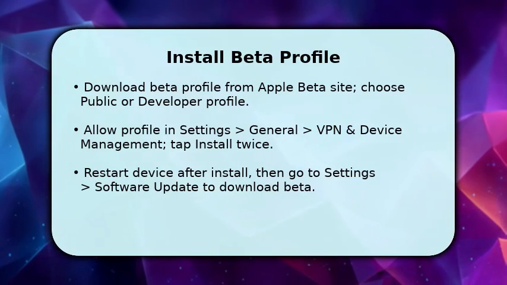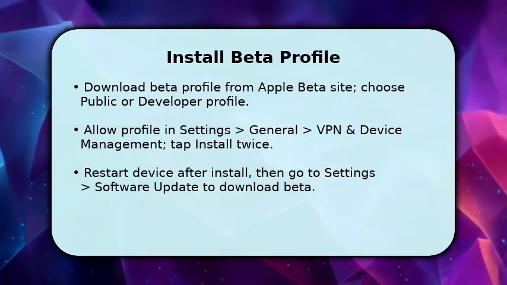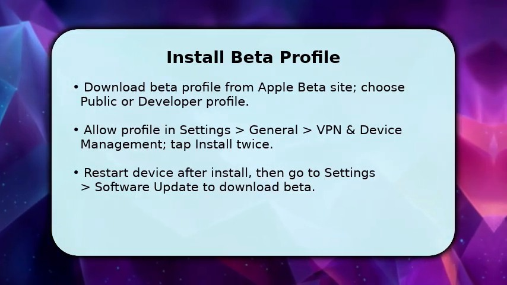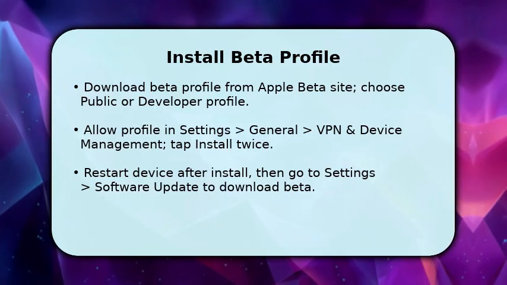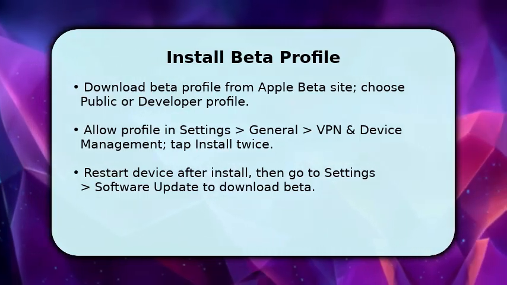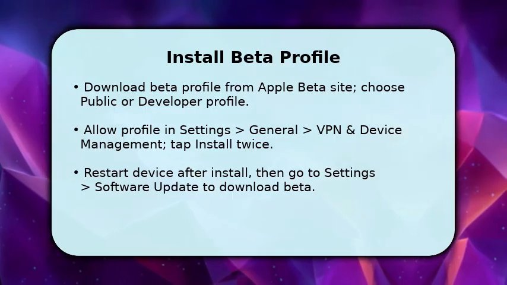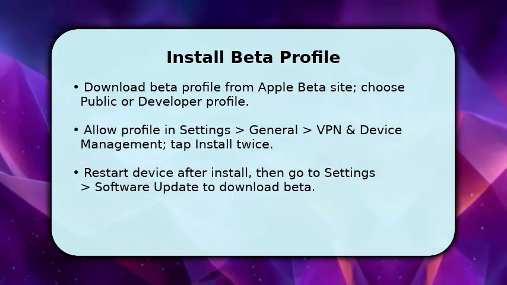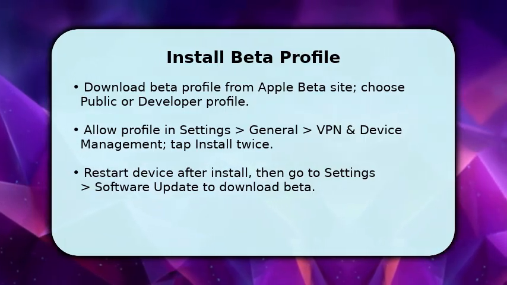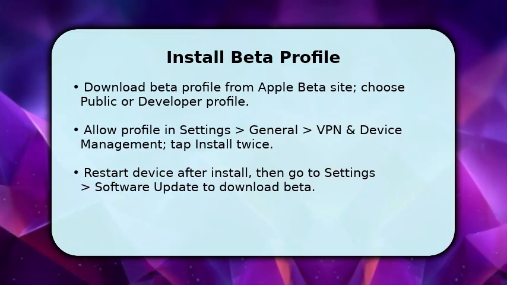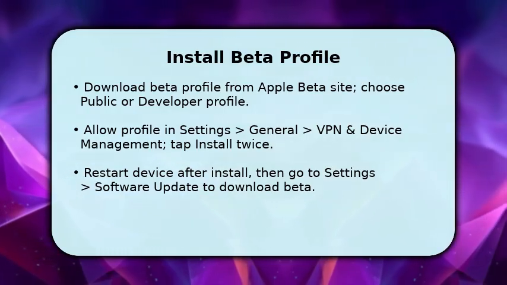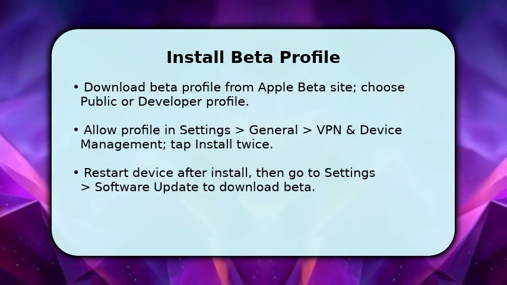Now you'll install the beta profile and fetch the update. Download the correct profile, public versus developer, from Apple's site, then open it and follow prompts. Make sure you allow the profile in Settings under General, VPN and Device Management. Tap Install, enter your passcode, and tap Install again. Next, restart your device to finalize the profile. After reboot, go to Settings, General, Software Update, tap Download and Install, and monitor the download so you know when the device will restart to apply the beta.